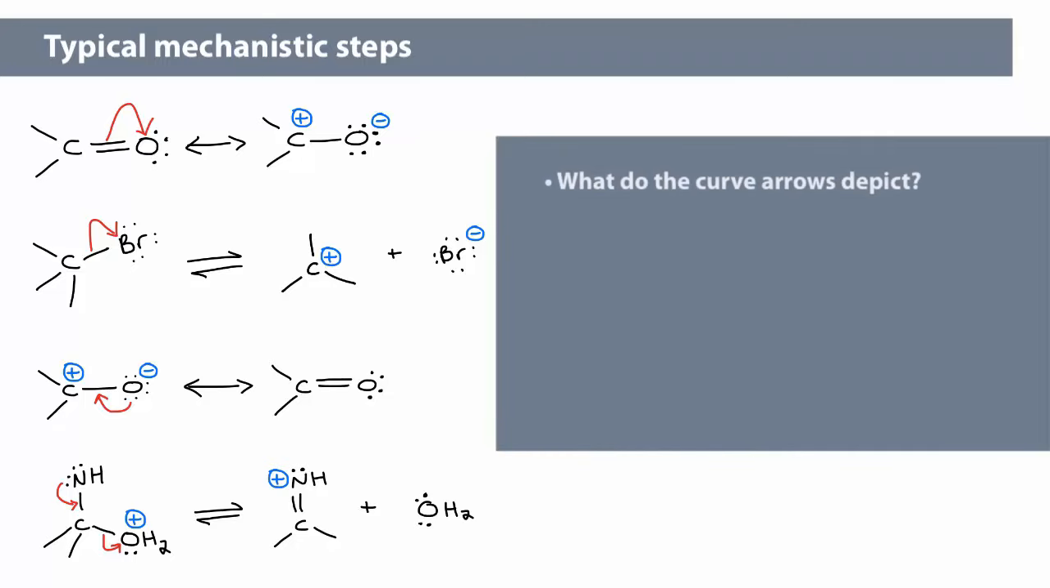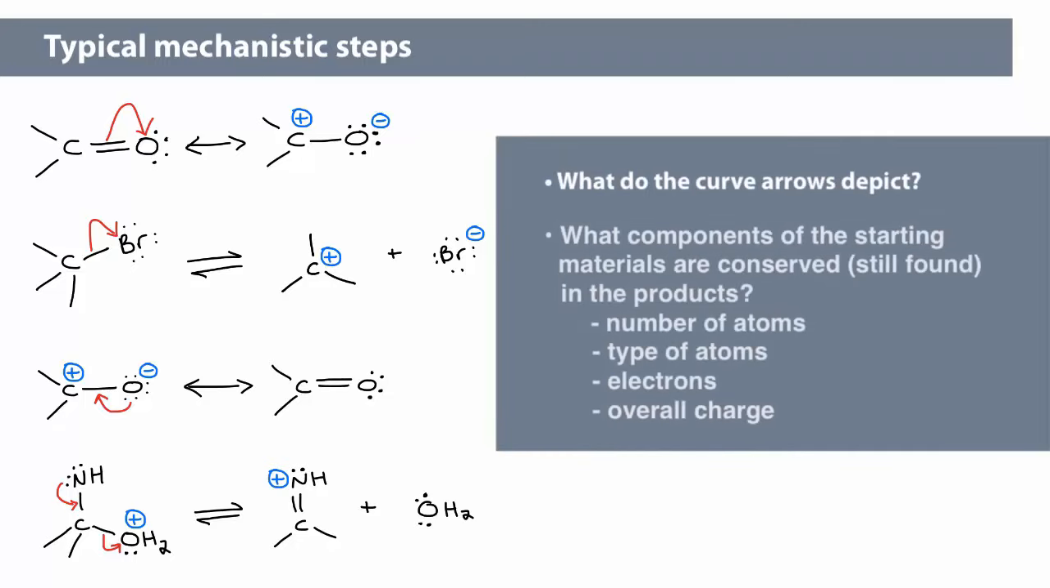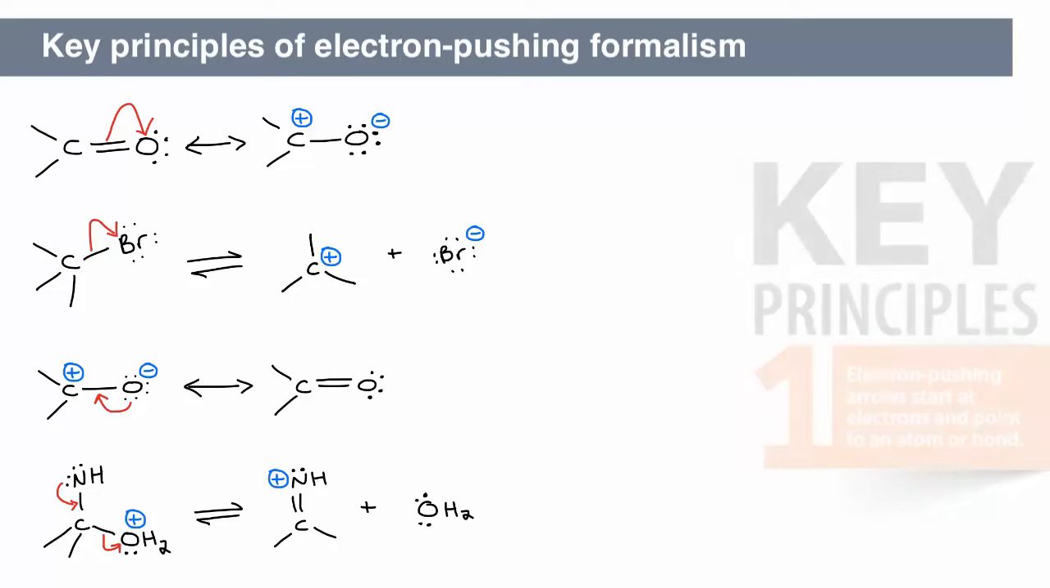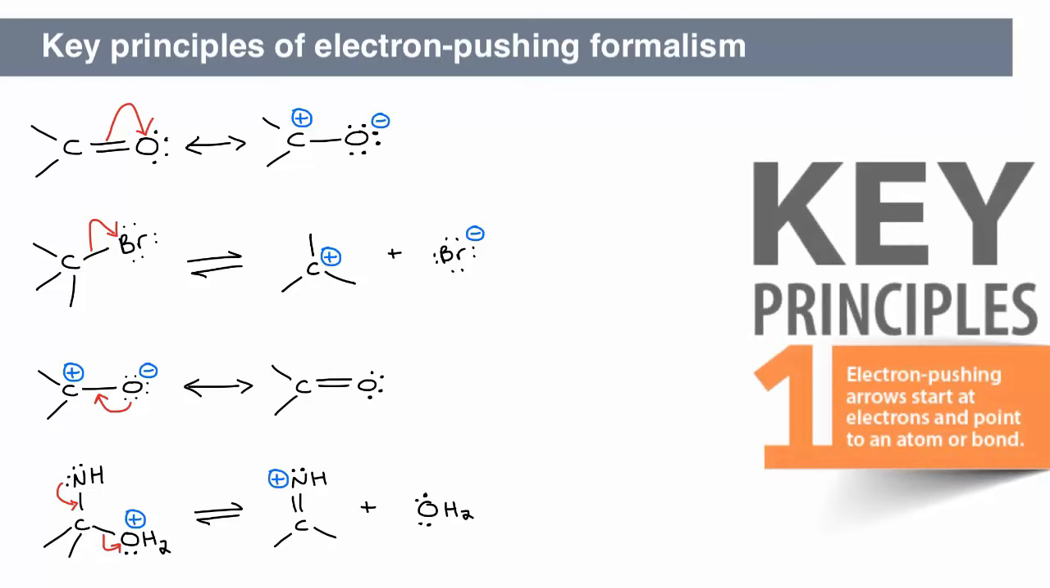What do the curved arrows depict? What components of the starting material are conserved, or still found, in the product? The curved arrows depict electron movement. That's why they're also called electron-pushing arrows. They always start from electrons and point to an atom or bond. This is a key principle that we will revisit frequently.